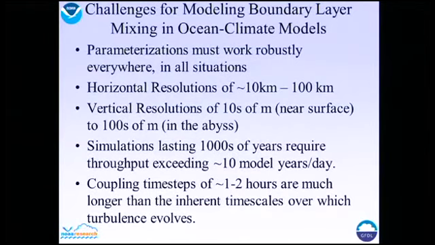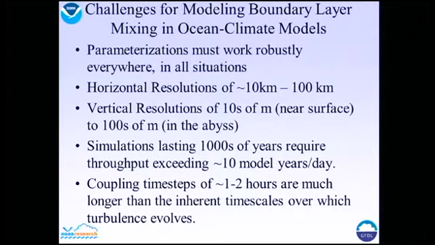So now finally, on to the challenge of modeling the boundary layer mixing in ocean climate models. The basic problem here is we have to come up with parameterizations that just work everywhere, in all situations: under ice, in the tropics, in rivers, everywhere. And we have to do this with horizontal resolutions of order 10 to 100 kilometers that are just huge compared to the frontal scales and the scales of the turbulence. And even the vertical resolutions in the models are something like tens of meters to hundreds of meters. These are really large scales compared to the physical scales of the turbulence in a lot of cases.